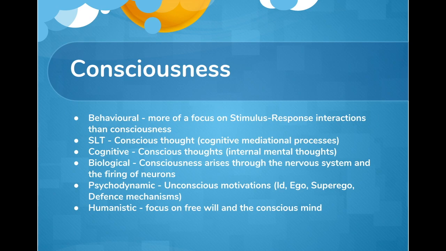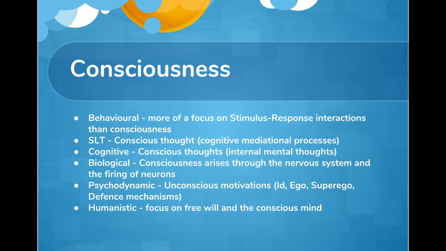So consciousness, how do the different approaches view consciousness? Well, the behaviourist approach doesn't really focus on consciousness. It focuses more on the interaction between stimulus and response and the environment, so it doesn't have a strong opinion on the role of consciousness. Social learning theory, probably more so than the behaviourist approach, talks about cognitive mediational processes. These occur between viewing an event and deciding what you can do about it: do you have the motivation to do it, and do you have the ability to do it? You're thinking about that process. So that suggests a level of consciousness, more so than the behaviourist approach.